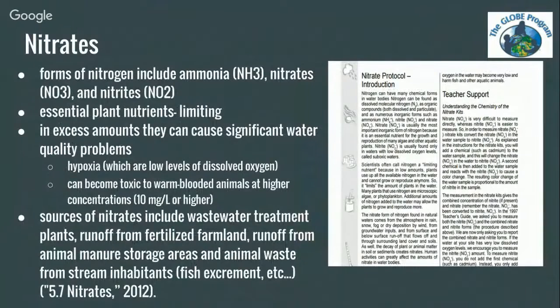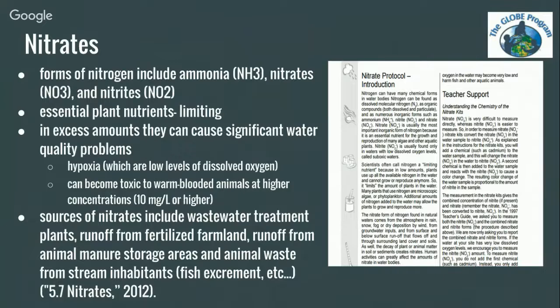Nitrates are a form of nitrogen, which also include ammonia and nitrites, which are essential plant nutrients. Organisms produce waste, which turns into harmful ammonia, which bacteria break down into nitrites, which are also harmful. Then the nitrites are broken down by bacteria into nitrates, which are not as harmful.